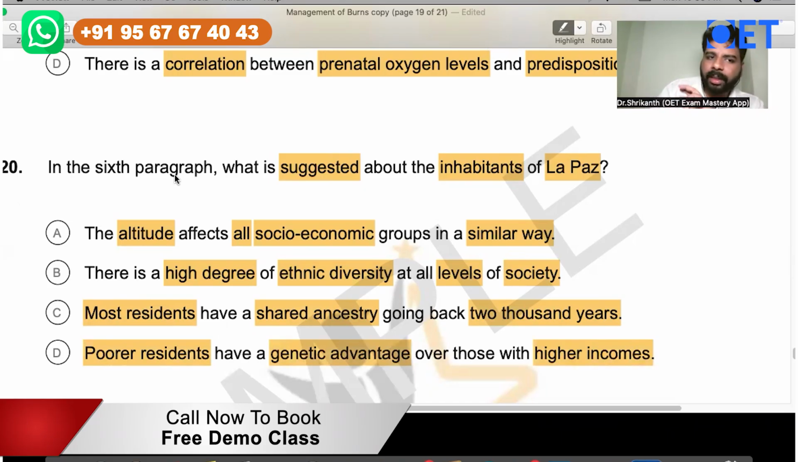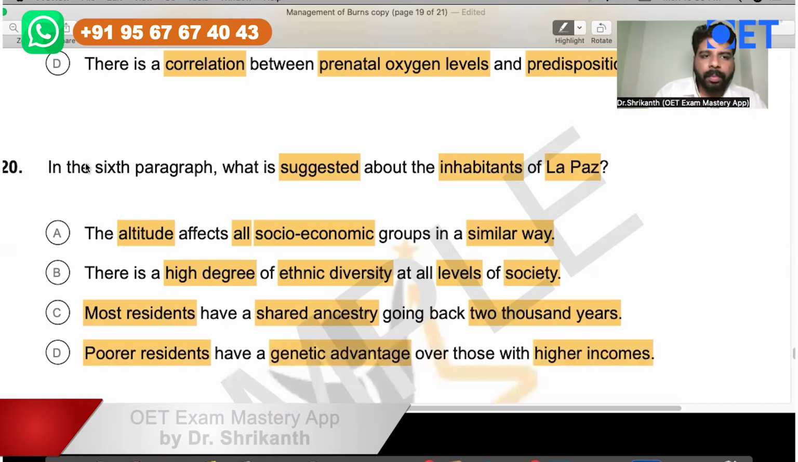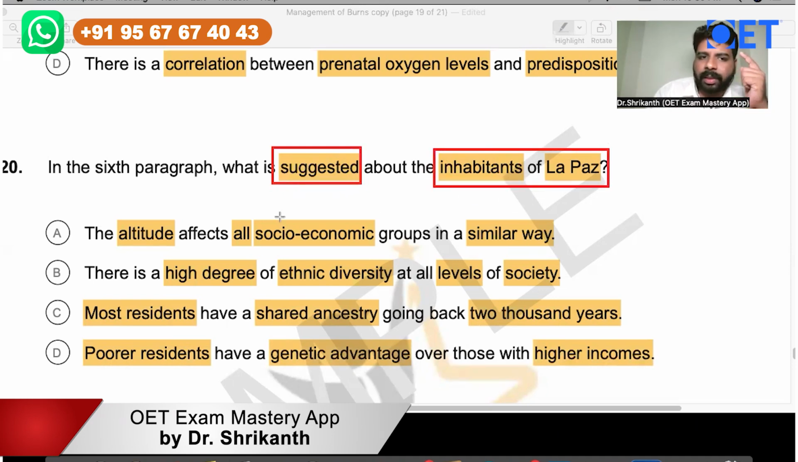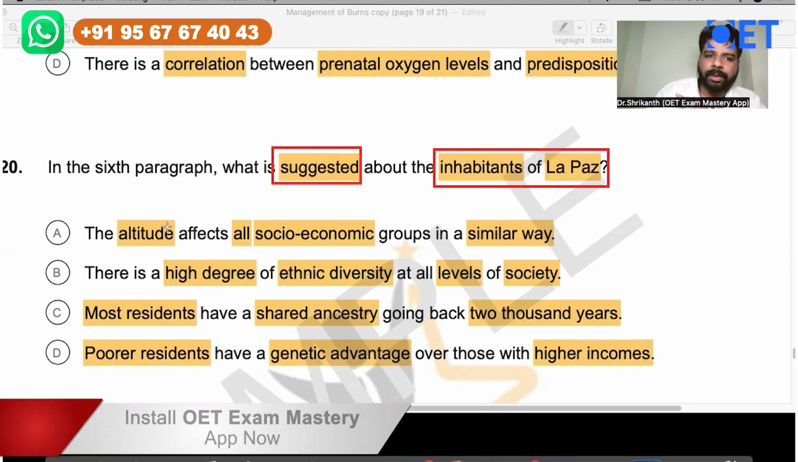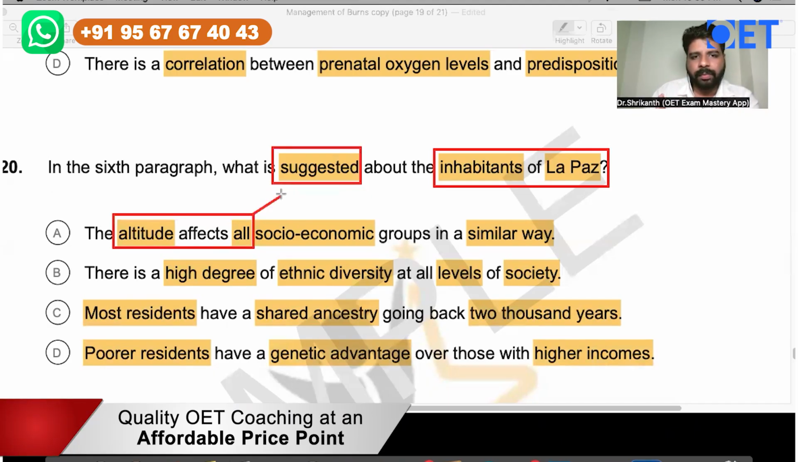Okay, so now let's try to bring in the focal point. Let's do the verb analysis so it makes it a little bit easier. Your duty is to find out what is suggested about the people of La Paz. So the altitude affects all socio-economic groups in a similar way. What is the word over here? Affecting. The altitude affects everyone equally, all socio-economic groups equally. That is the verb over here.